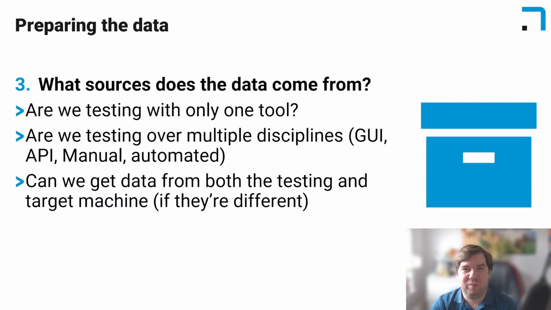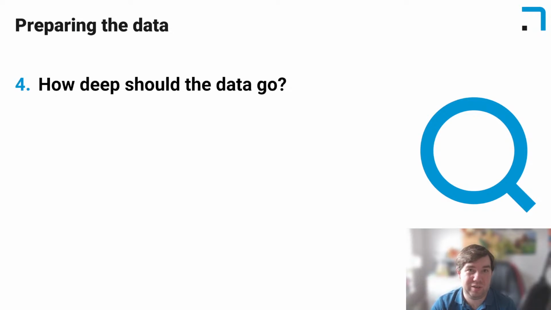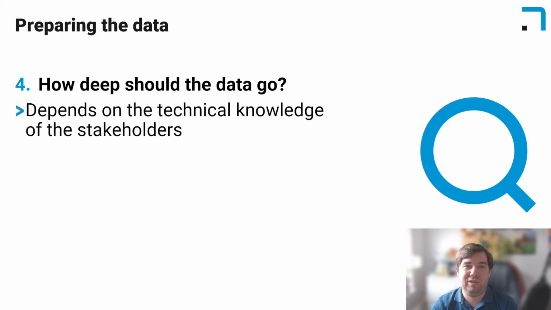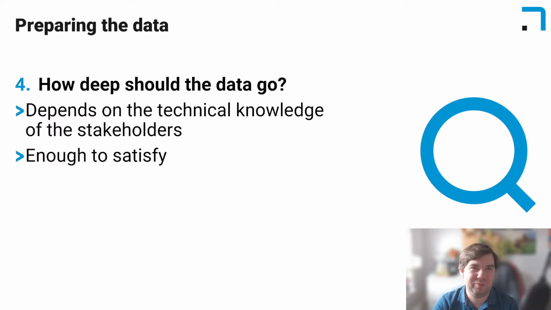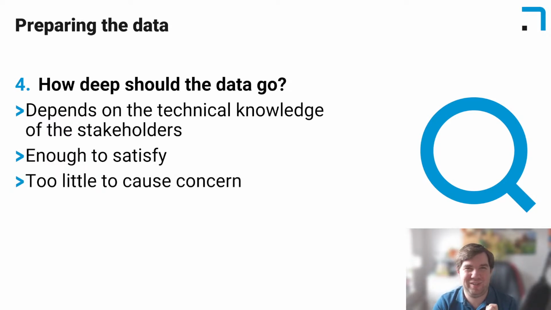And the last question from preparing data is, how deep should our data go? And this is the truly difficult one because it really depends on the technical knowledge of your stakeholders. So a general rule I would try and follow in terms of how deep you should go with your data is you should always have enough to satisfy, but too little to cause concern. I think that's a funny way of thinking about it, but I do think it is a great explanatory method. Because you want to give them enough information that they can see, oh yes, you are doing the proper testing, everything's looking good.